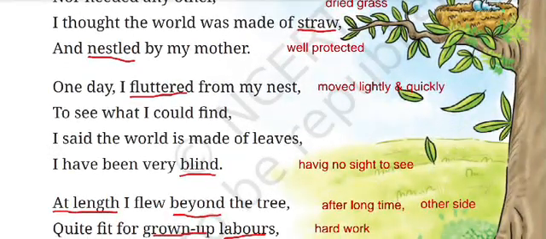One day I fluttered from my nest to see what I could find. I said the world is made of leaves. I have been very blind. Now the baby bird started jumping from one branch to another. It came out from its nest and she started finding. She came to know that the world is made of leaves and she was very foolish.